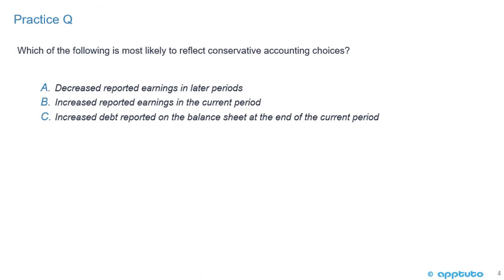We'll just finish this LOS, as we often do, with a quick practice question. Which of the following is most likely to reflect conservative accounting choices? A. Decreased reporting earnings in later periods. B. Increased reported earnings in the current period. Or C. Increased debt reported on the balance sheet at the end of the current period.